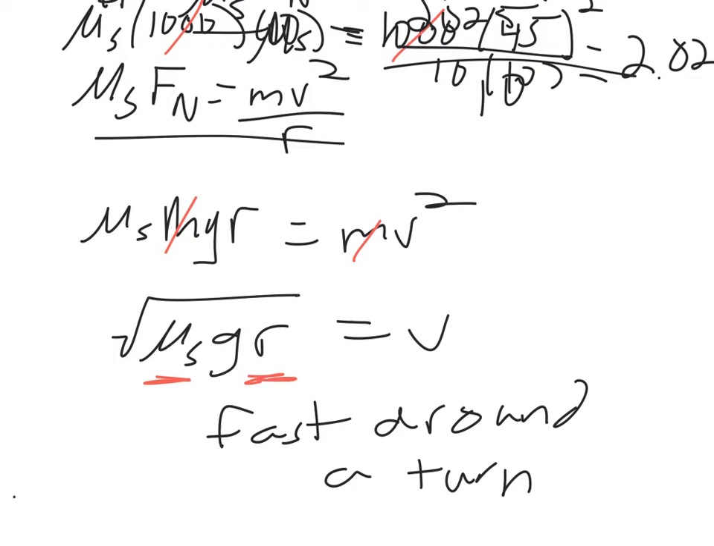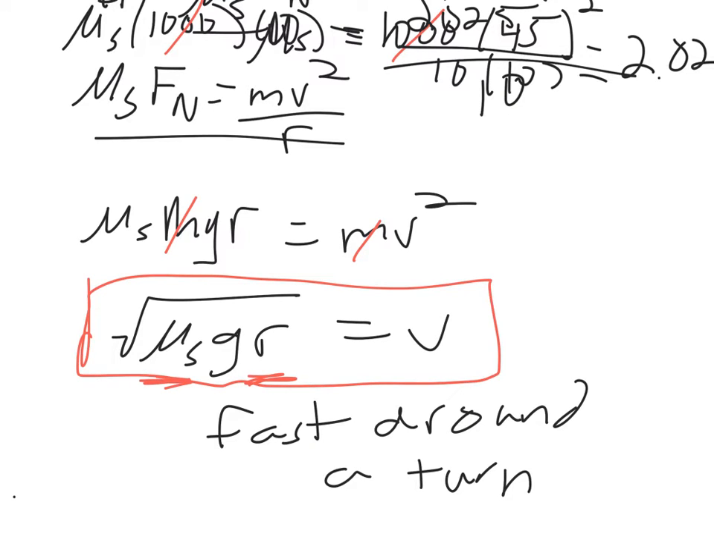If my radius is bigger, that means I can go faster. If you're getting on an on-ramp onto the highway, you tend to be able to go a lot faster than if you're trying to make a quick right turn onto a side street with a much lower radius. And the better your tires are, the higher that mu sub s is, the faster you can make a turn as well. My tires are pretty not good, so I tend to take it a little bit slower just for my own safety there. But this equation here will tell us how fast we can go around a turn at our maximum.